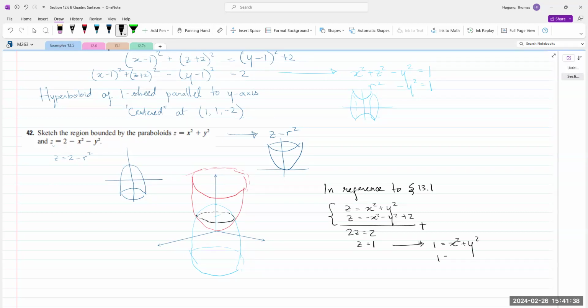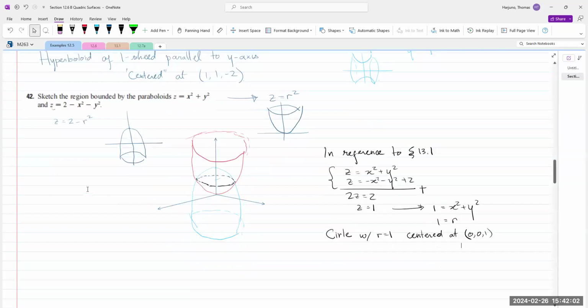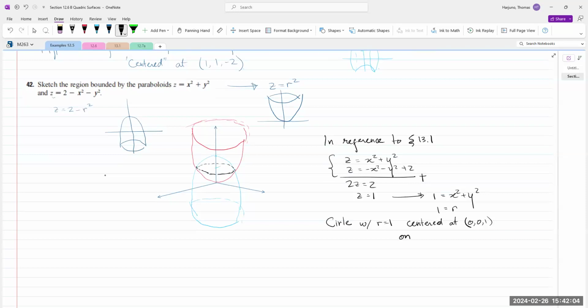We get this is actually a circle with radius 1, right? Okay, so that's a circle with radius 1 centered at (0, 0, 1), on z equals 1. Imagine this: when I say z equals 1, it's actually parallel to the xy plane.